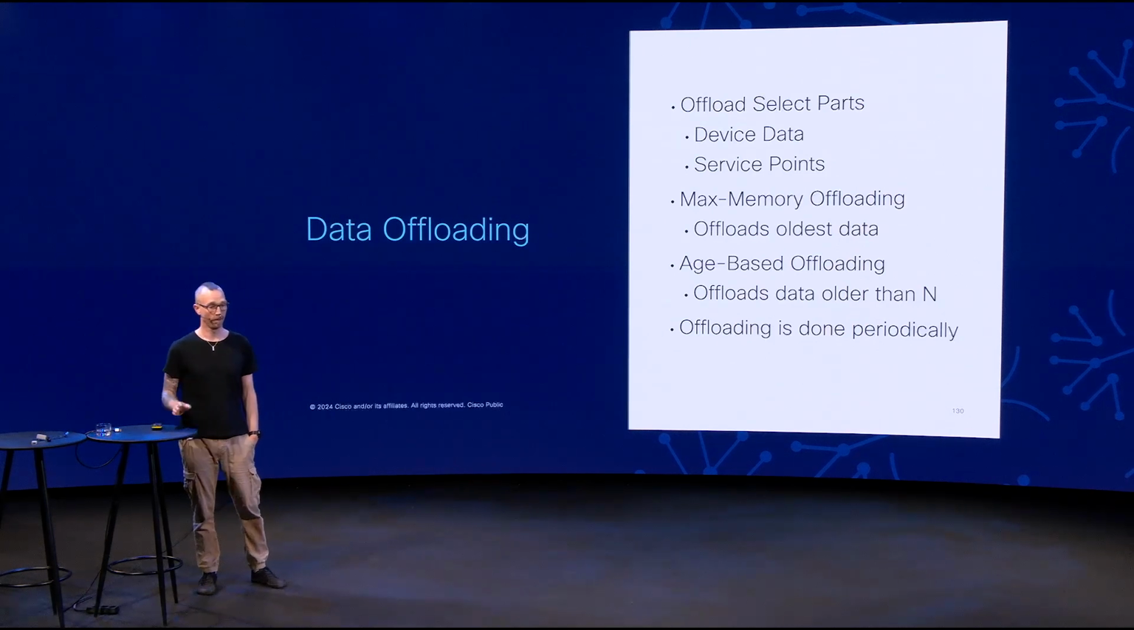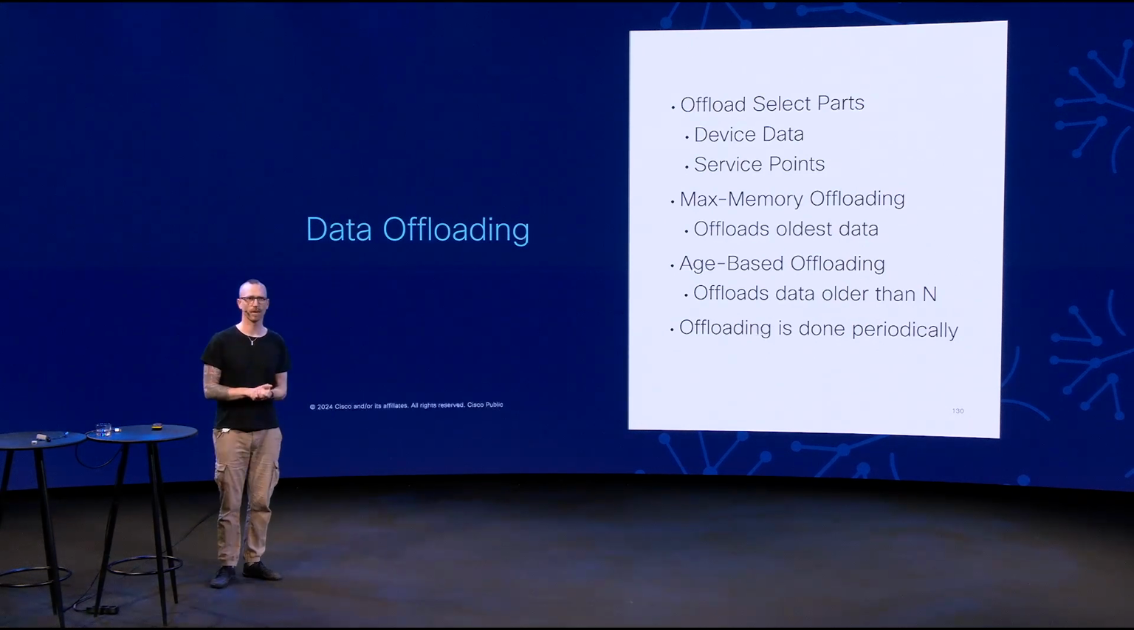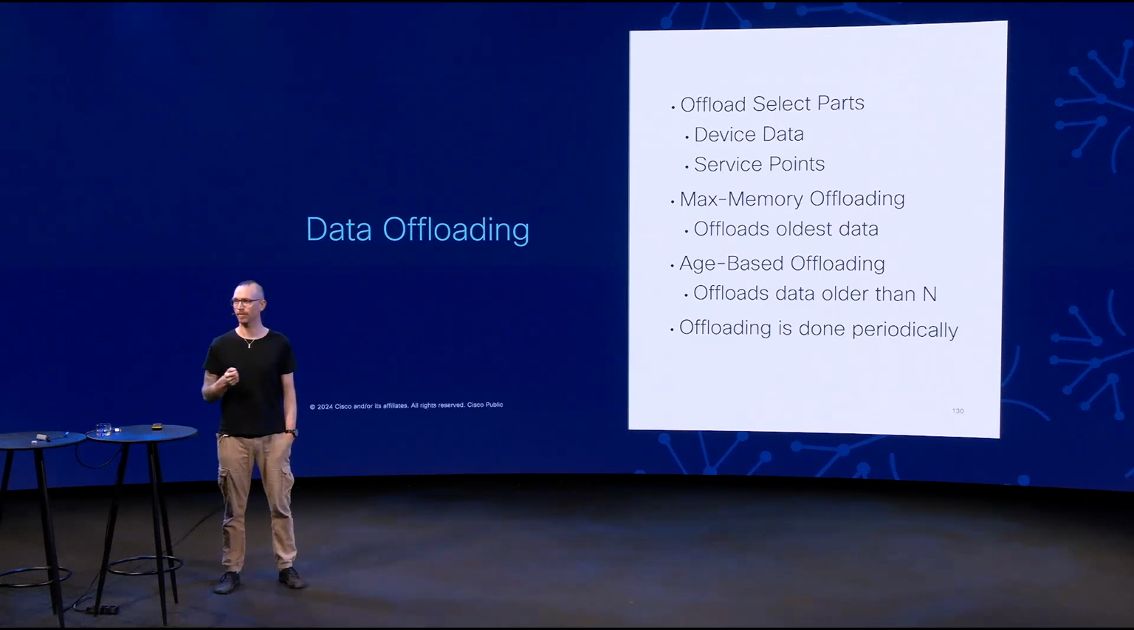So we have the data offloading too. To make that as performant as possible and to make it possible to add that in without causing too much overhead, too much memory consumption, we only support offloading on select parts of the tree. If we would double back to the pie chart I showed before, it's basically device data and service data. That's the thing that consumes memory. So we keep track of those.